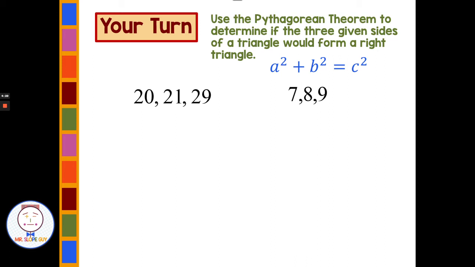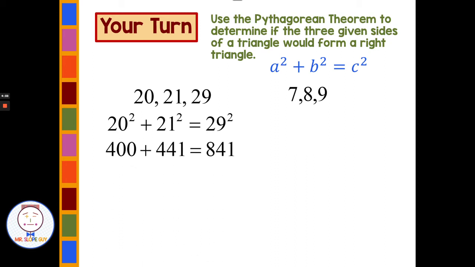All right, welcome back. Let's try that first one with 20, 21, 29. So we can do 20 squared plus 21 squared equals 29 squared. 20 squared is 400, 21 squared is 441, 29 squared is 841. And if I add 400 and 441 together, I get 841, and 841 does equal 841. So yes, this one is a right triangle.